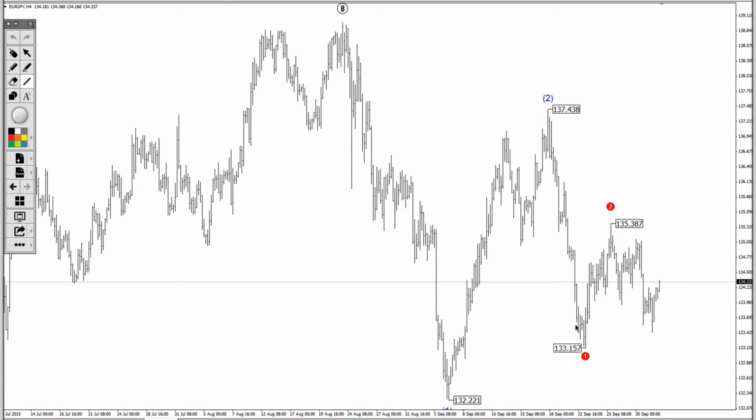Price now 134.332. There is a 3-wave structure from the low of 133.157. We can draw it here. So this is a 3-wave structure, and this recent move lower is also a 3-wave structure. So we can possibly expect a 5-wave structure now and move beyond 135.387.